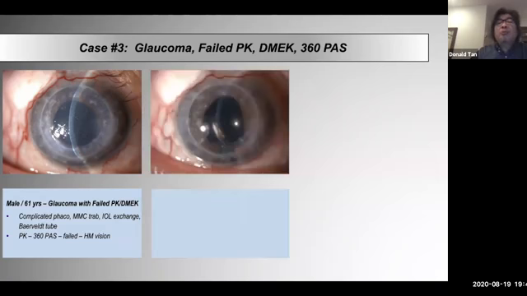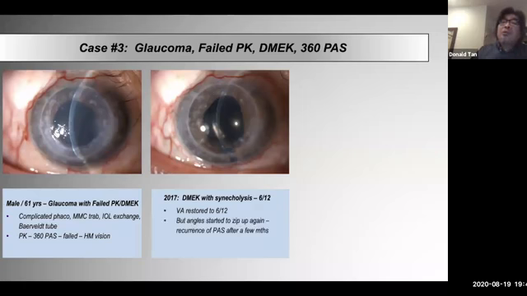I thought I was pretty smart. Look at this beautiful surgery I did back in 2017. I broke all the PAS, had a full, nice, deep chamber, and I did a DMEK. This patient was very happy with me. 6/12 vision, chamber, I think you can just see everything's deep here, and I thought that's it.